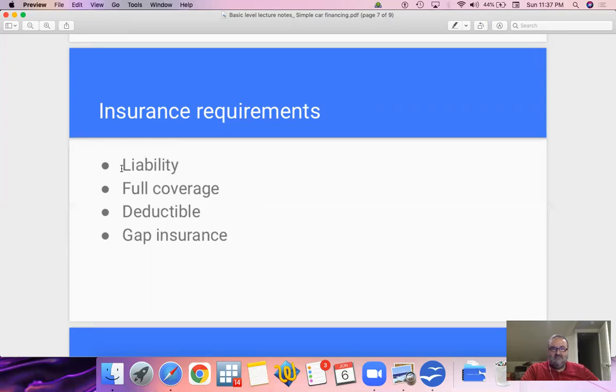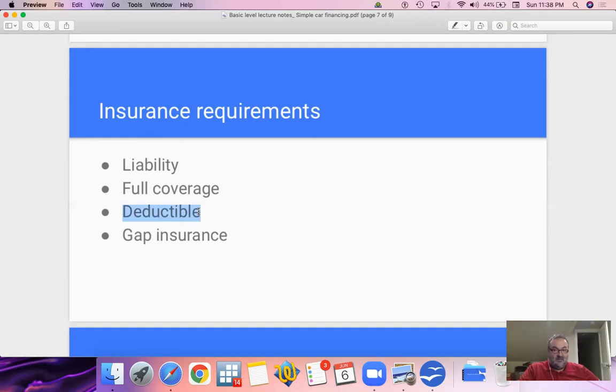Liability is law. I mean, you're required to have liability insurance. But then lenders, car loan lenders, will require you to have full coverage against theft, collision, all sorts of full coverage above and beyond the value of the car. But obviously, it's your right to have a deductible, but be very careful with it.